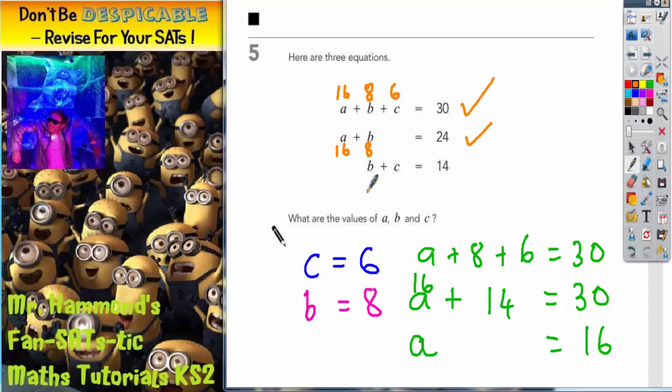The final statement is b, which is 8, plus c, which we're saying is 6. 8 plus 6 equals 14. So all the values work in all three statements. Therefore, we must have got this question right.